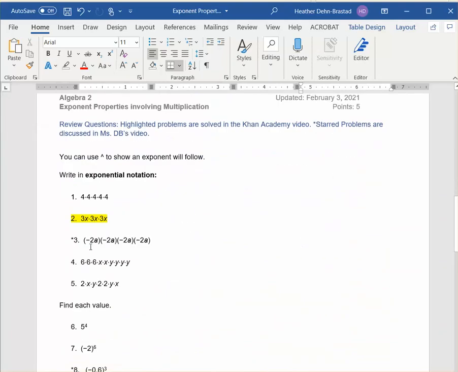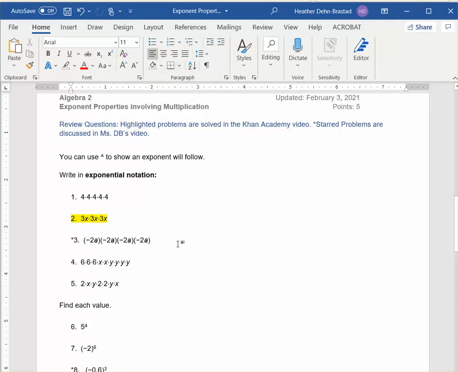So the directions say, write in exponential notation. Make sure you always look at the directions. If you want, you can use this sign to show an exponent will follow, or you can use your formatting tools. A superscript will let you write an exponent like you should. All right, so let's do number 3.